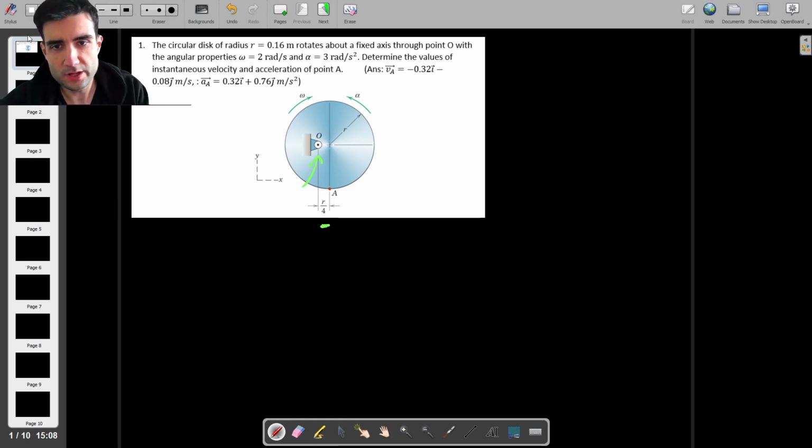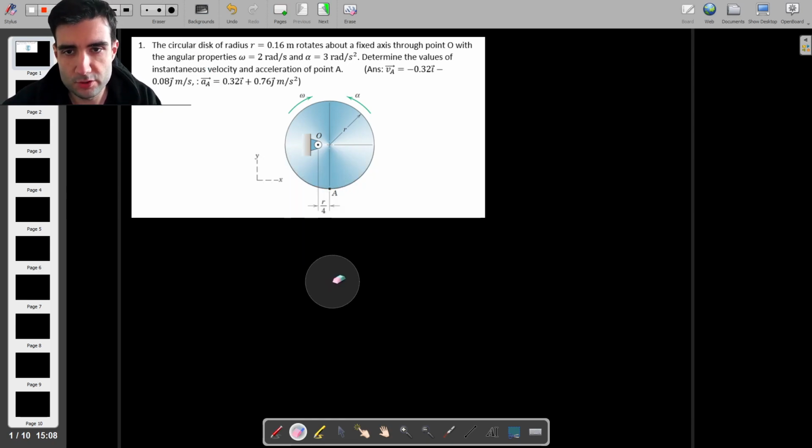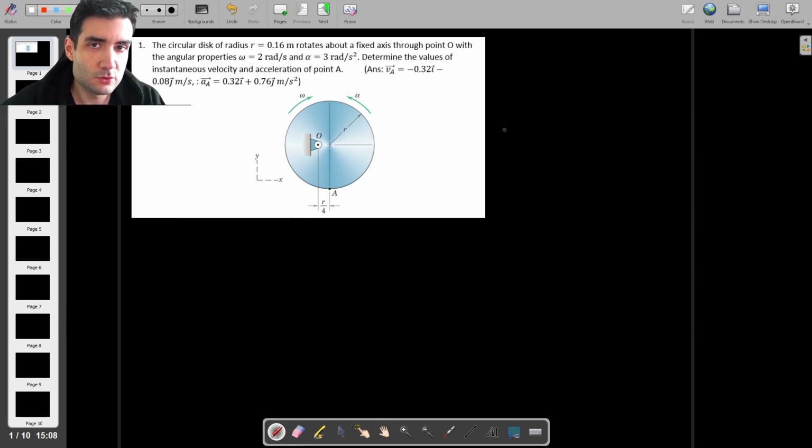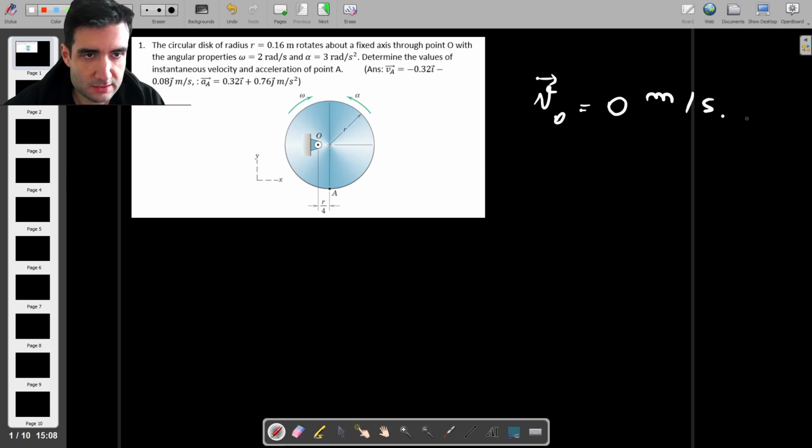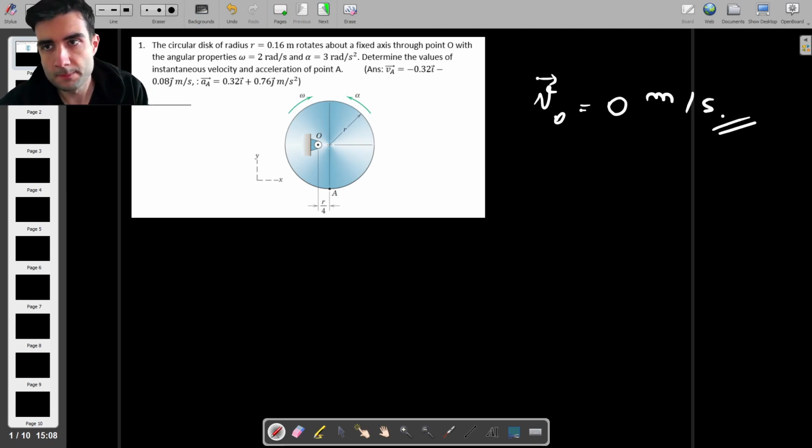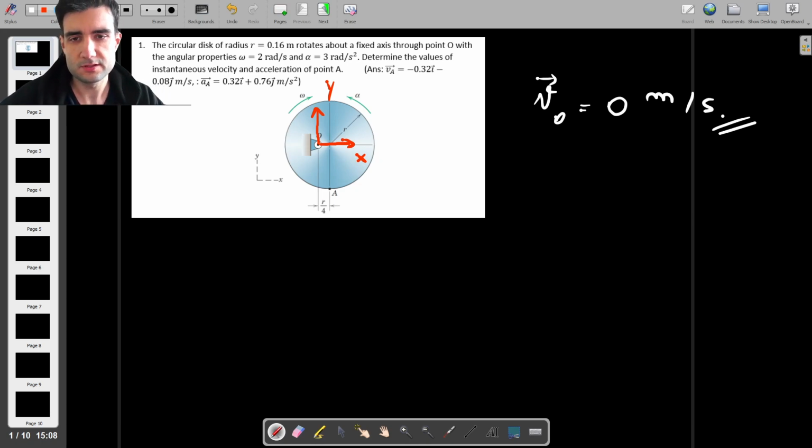So the way I would do this is I would just use the standard approach, which first I'm gonna look for a point whose velocity I know, and of course we know what the velocity of point O is, and that is 0 meters per second, because point O is fixed. So I'm going to draw my axis at point O. So we have Y, and then we have X, and then of course we have Z, but we don't really draw that because this is a 2D problem.